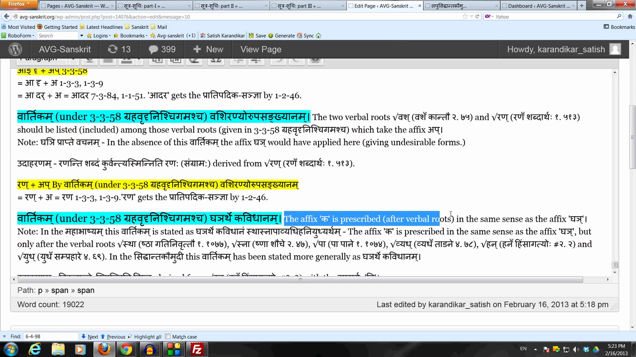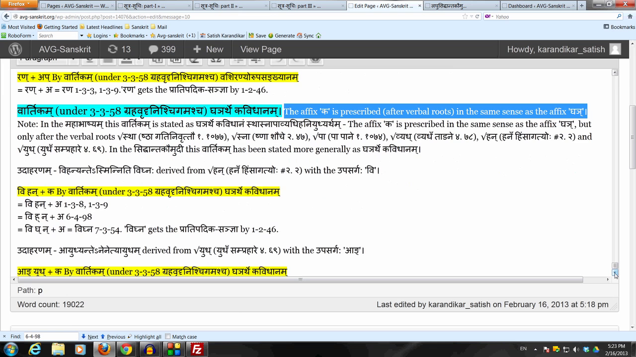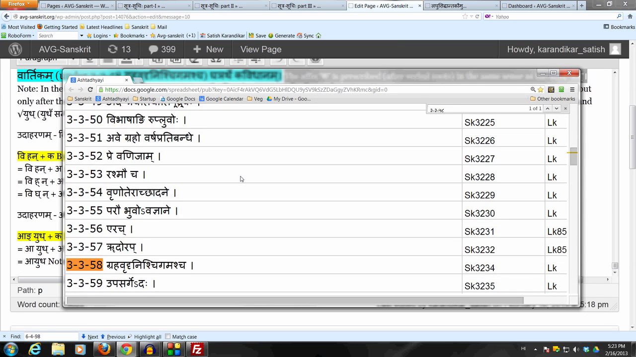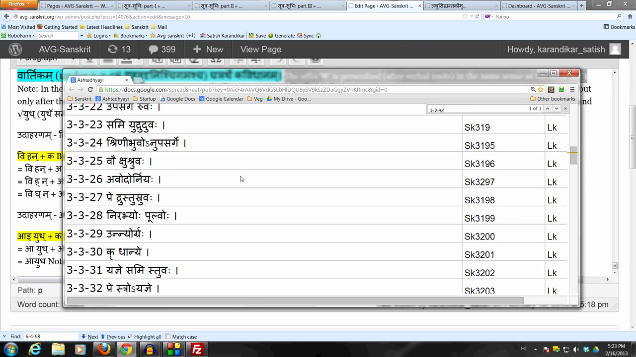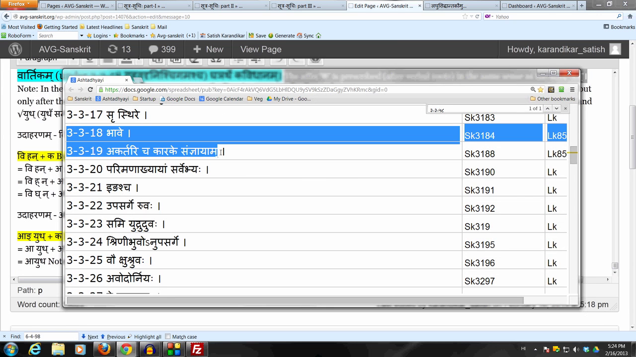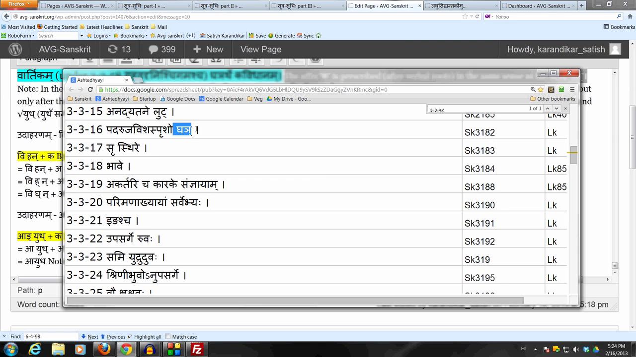affix Ka is prescribed obviously after verbal roots because we are in the adhikara of dhatoho, in the same sense as the affix Ghanya. Now what is the sense of the affix Ghanya? We already know that very well. That is given by the two rules 3318 and 3319, which is Bhave and Akartricha Karake Sanyayam, which is the Anuvritti we know goes down from 3318-19 up to 33112. So the affix Ghanya is prescribed in these two senses of Bhave and Akartricha Karake Sanyayam.